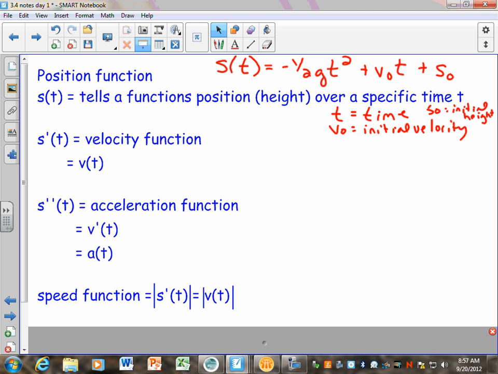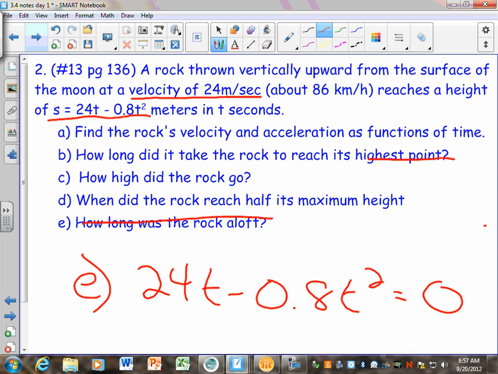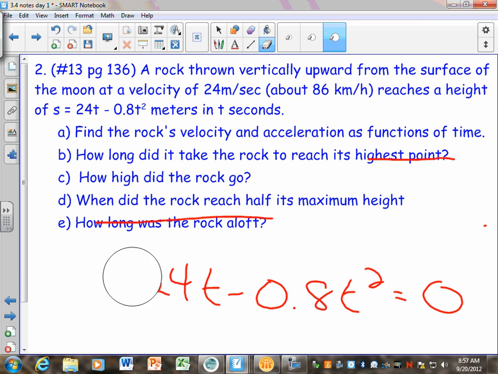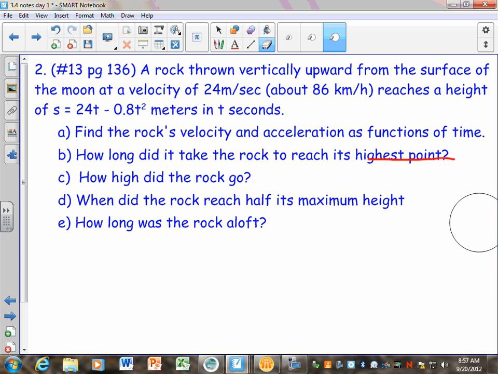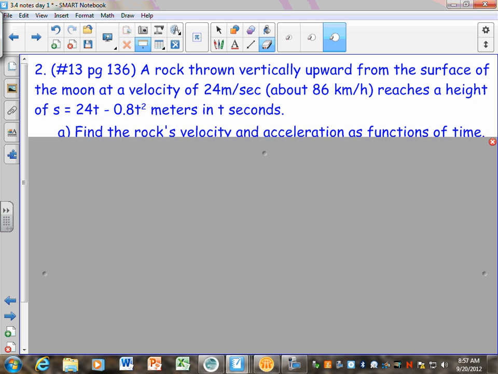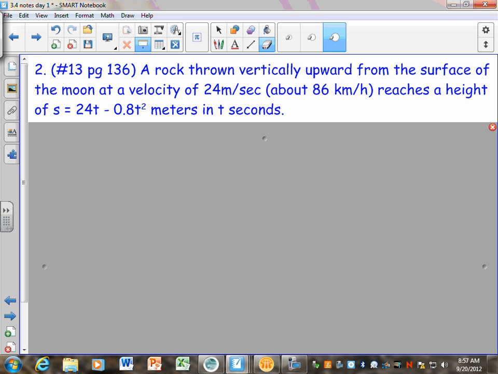All right, so let's see if we can get through a problem. A really, really big problem. This is a really important thing, so make sure you have this written down. Oh, this is a lot. Write this down. It says number 13 on page 136 in your book. And honestly, for your notes, you really just need the numbers out of this.